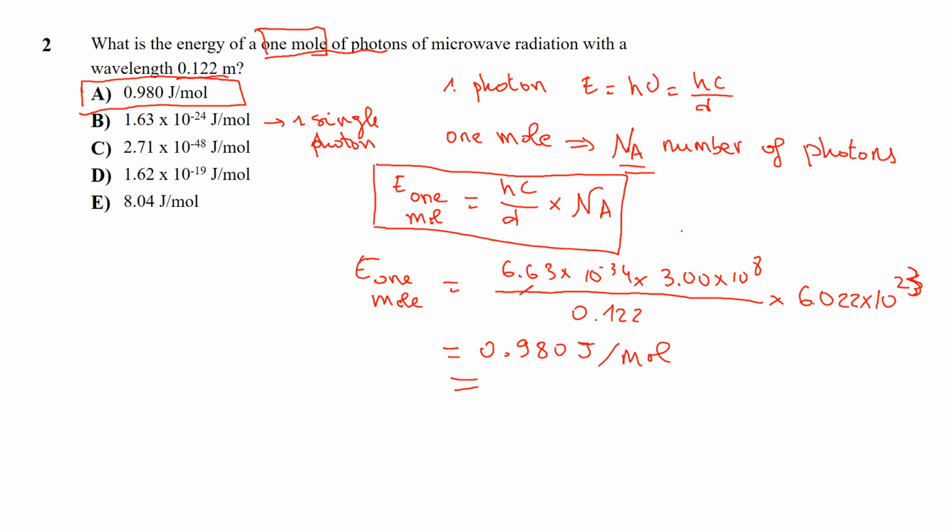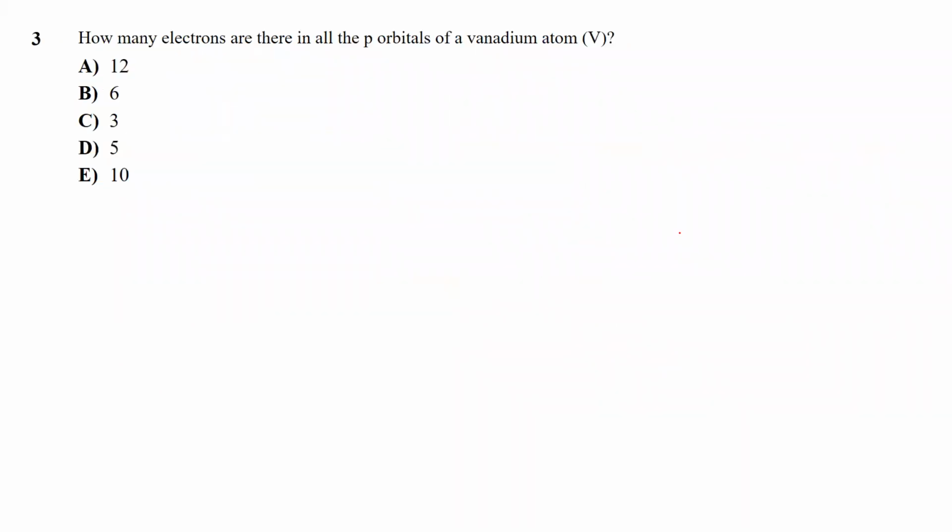Okay, so let's move to problem number 3. How many electrons are there in all the p orbitals of a vanadium atom? So here we have a vanadium atom.